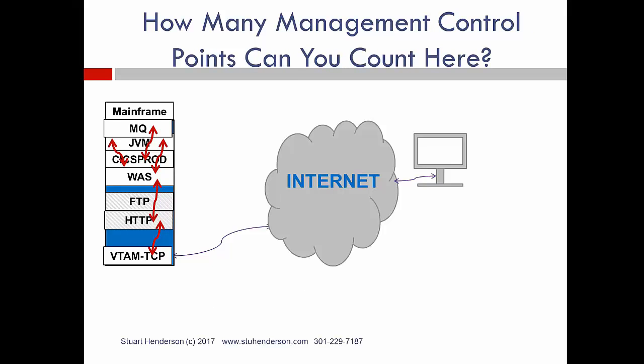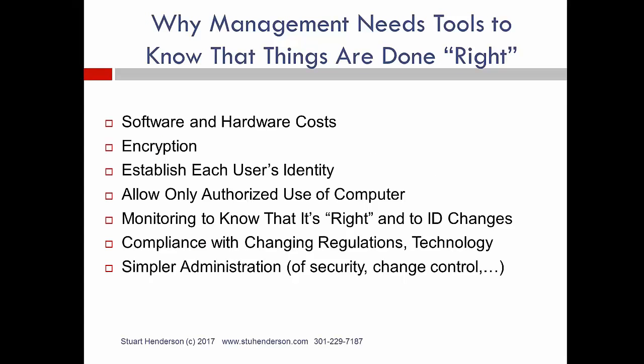So let's talk about the management control points, because a management control point is a place where you implement some automated mechanism so that management can know that things are happening the way they're supposed to be. The management tools that let you know, oh, things are being done right because at this control point I have this control and I know it's effective. The management tools are needed to manage software and hardware costs. For example, if you increase encryption, you could add to your CPU requirements. If this forces you to go to a more powerful CPU, that can increase your software licensing costs.